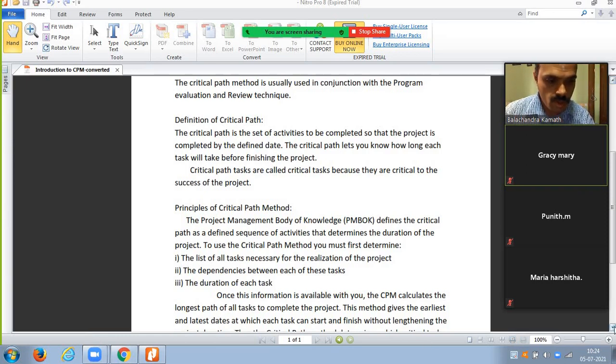We don't want the shortest path. Okay, we want the longest path. Longest path means what? Yes, longest path in the sense of longest duration.